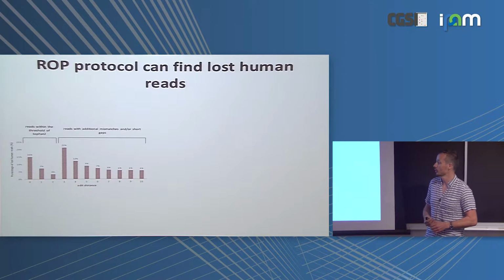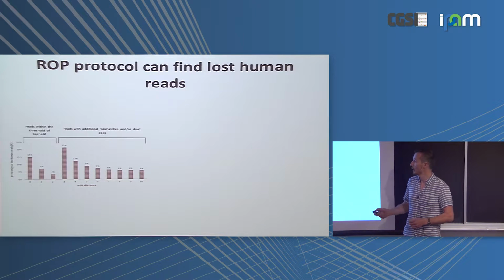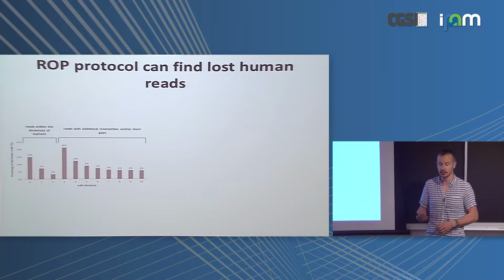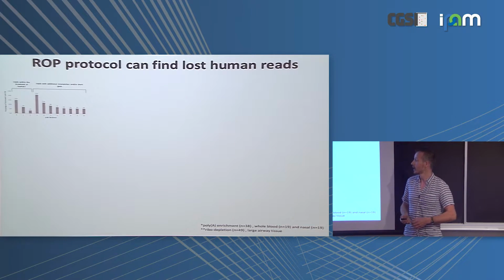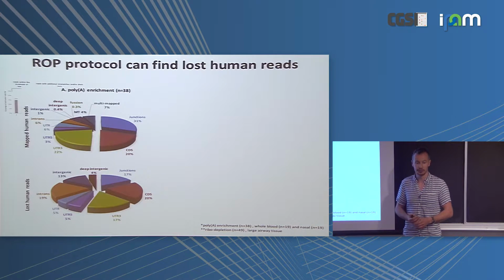If you're curious about how those reads look, we looked at the edit distance of those reads compared to the reference, and we see quite a fraction of the reads which are within the threshold which Tophat uses, meaning that there is an edit distance of less than 2 compared to the reference, as well as some reads which come with a greater number of mismatches or insertions or deletions. We also were curious to know if there is a specific location in the genome where those reads are coming from, or if they are randomly distributed across the genome.